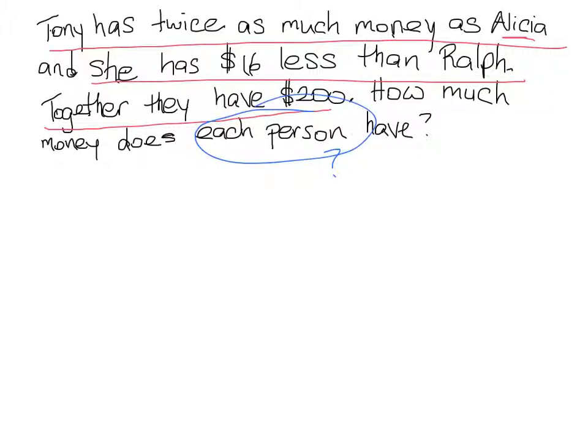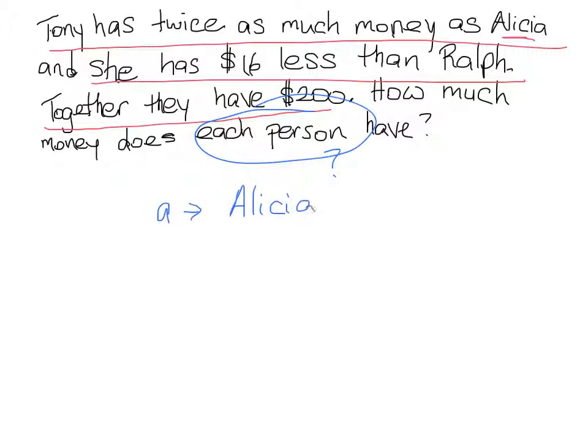Well, now we need to figure out what we want to use as our variable. So, well, Tony is being compared to Alicia. And so is Ralph. Ralph is being compared to Alicia's money anyway. All right, so it looks like since two people are both being compared to Alicia, it might be a good idea to use Alicia's amount of money as a variable. So let's go ahead and define our variable as A for Alicia.